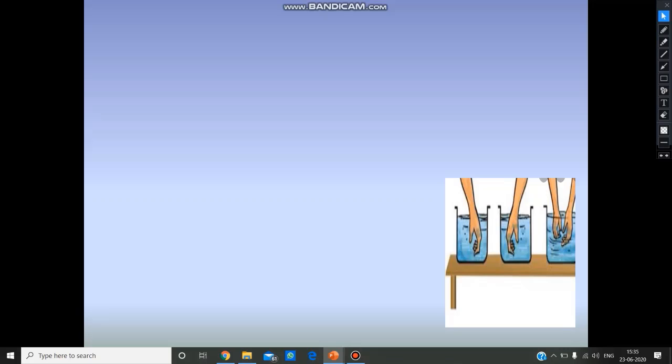Let's have a look at this arrangement where we are showing you three containers. Say these containers are marked as A, B, and C. In container A, we are taking hot water. In container B, we are taking cold water. And in container C, we are taking water made by mixing both hot and cold water from the first two containers.